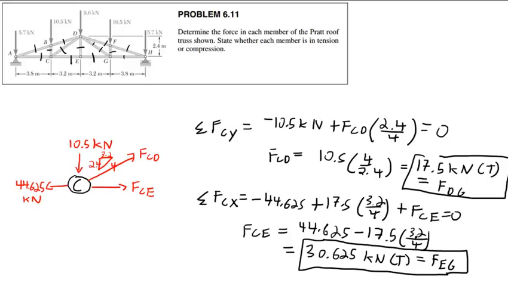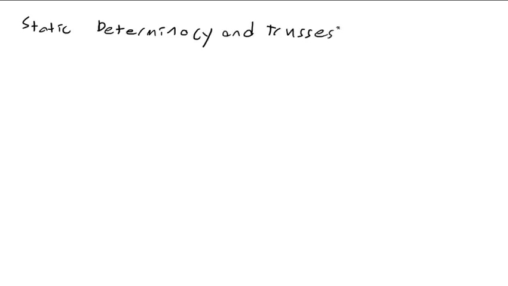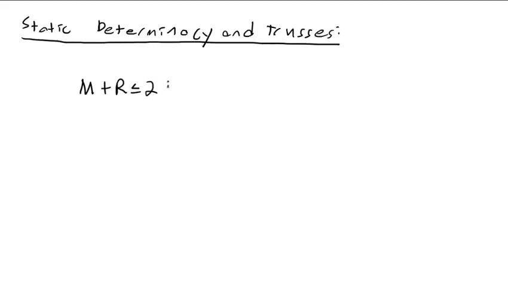Okay. Anyway, I do want to go into that. Let's talk about the theory of static determinacy on trusses, whether it can be solved or not, essentially. Static determinacy in trusses. The guiding formula is m plus r is less than or equal to 2j.